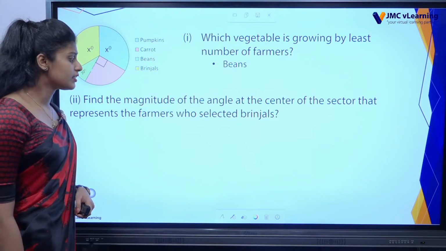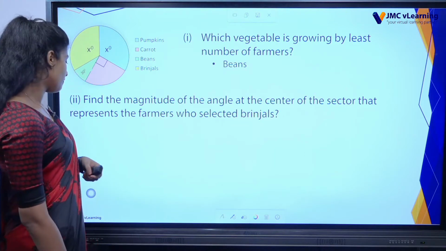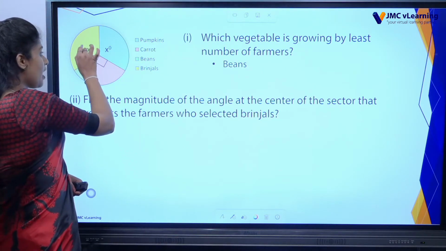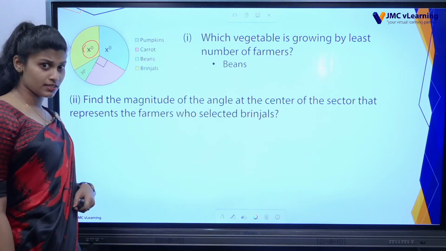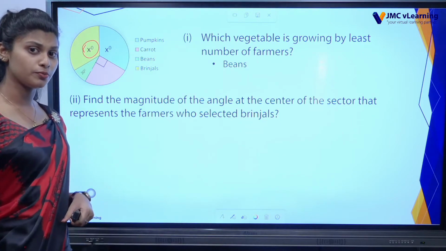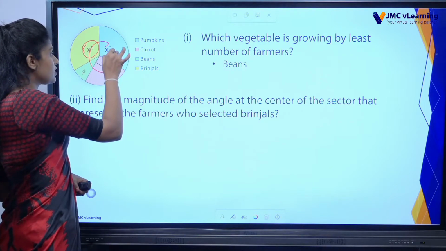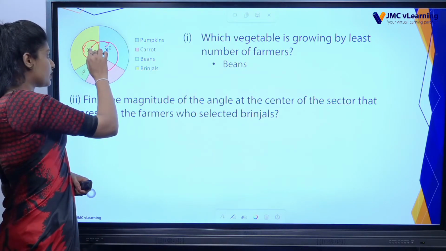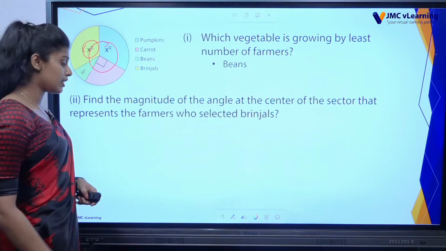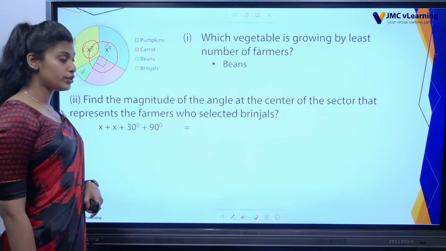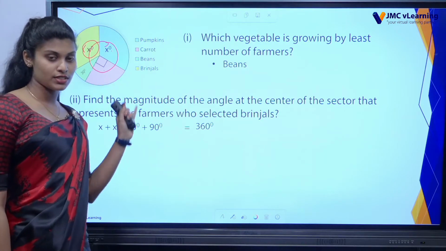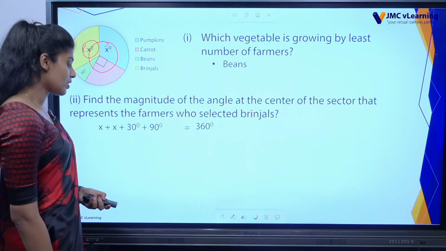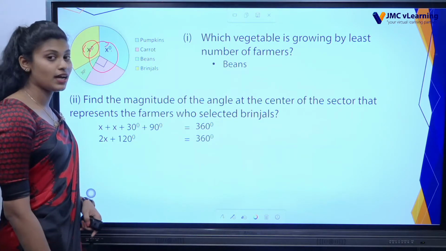Next one. Find the magnitude of the angle at the center of the sector that represents the farmers who selected brinjals. Brinjals means the yellow color part. Here we have taken the magnitude of brinjals as x degrees. To find the magnitude of x degrees, what do you have to do? You know when you add all these magnitudes, it equals 360 degrees. Then you have to add all these magnitudes, this x, x, 90 degrees and 30 degrees. After adding them, it's equal to 360 because the magnitude around the circle is 360. x add x, 2x, 30 add 90, 120. It's also equal to 360.